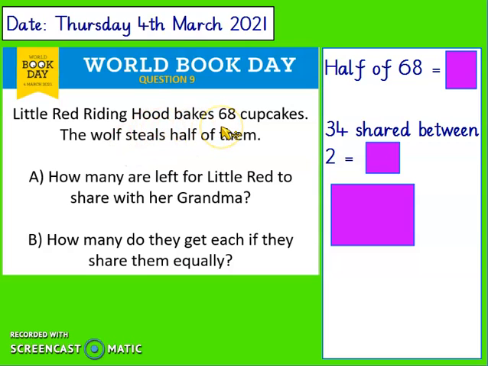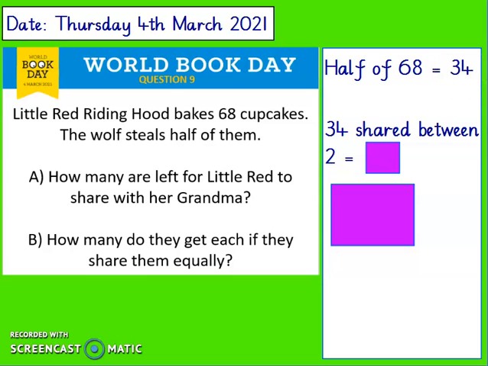Red Riding Hood bakes 60 cupcakes and the wolf steals half of them. How many are left? So we need to do half of 68 first. And then how many do they get if they share them equally? So what's the answer? If they've got half and then they share them again between 2. Pause and then unpause for the answer.